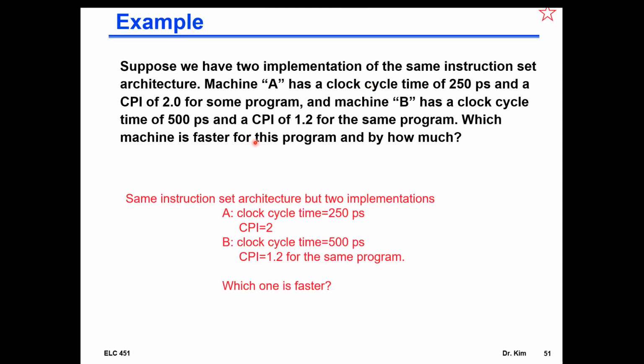So, same instruction set, two implementations. Machine A: clock cycle time 250 picoseconds, 4 gigahertz, CPI 2. Machine B: clock cycle time 500 picoseconds, 2 gigahertz, CPI 1.2 for the same program. Which one is faster? These are the type of questions that you need to be thinking about.